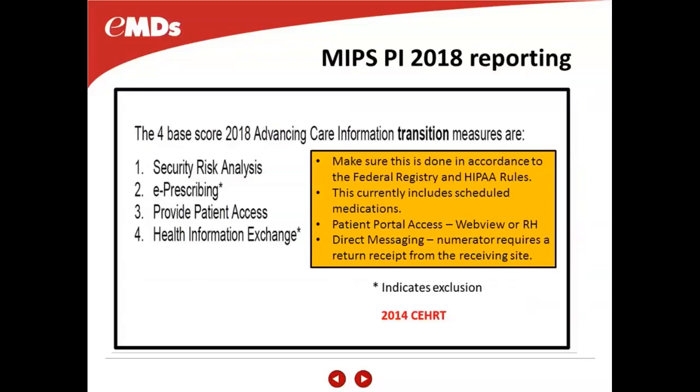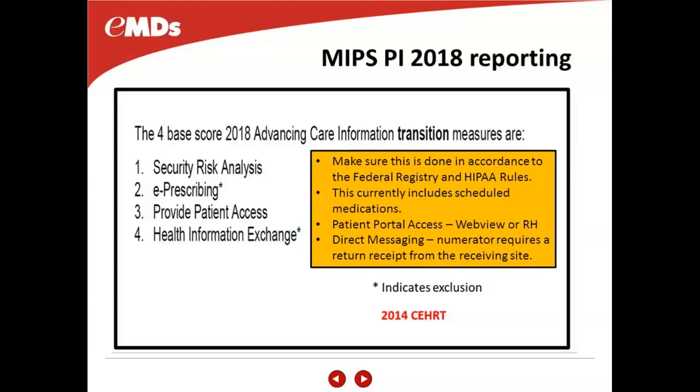With the transition reporting, there's a requirement of the 4 base scores for the transition measures: security risk analysis, e-prescribing, provide patient access, and health information exchange. With these measures, in order to get credit for the PI information, you have to attest to those. With the security risk analysis, just make sure that you've been doing it. If you've been reporting for ongoing years, you've been doing it every year, because you must attest yes to this in order to pass the attestation.